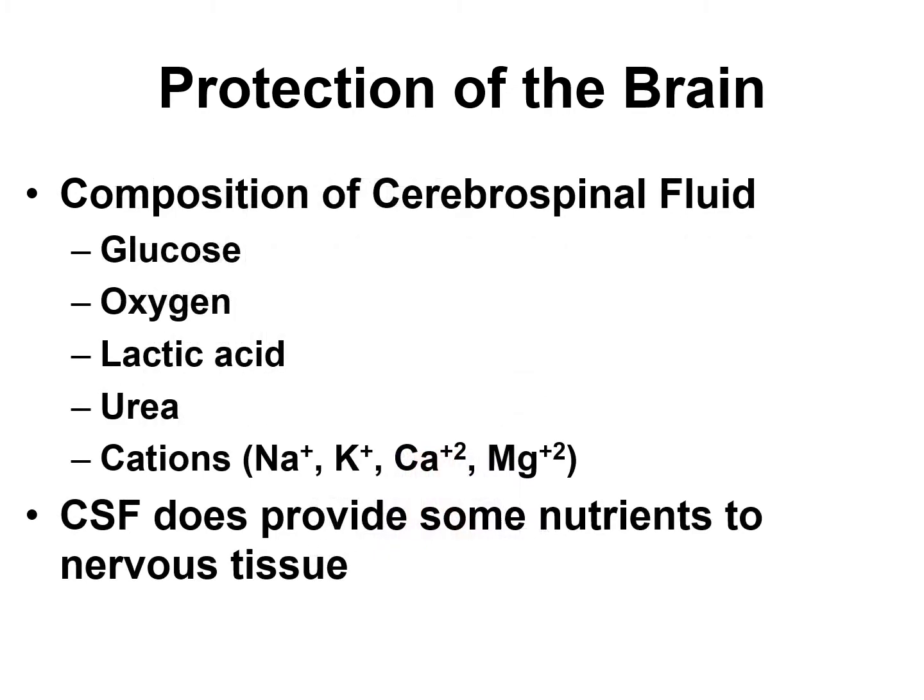Since the cerebral spinal fluid is produced from plasma, its nutrient composition is similar to that of plasma, although typically the ion concentrations are lower than that of plasma. So the cerebral spinal fluid contains glucose, oxygen, some lactic acid, a little urea, which is a waste product produced by cells of the body, and cations such as sodium, potassium, calcium, and magnesium. So the cerebral spinal fluid does provide some nutrients to nervous tissue.